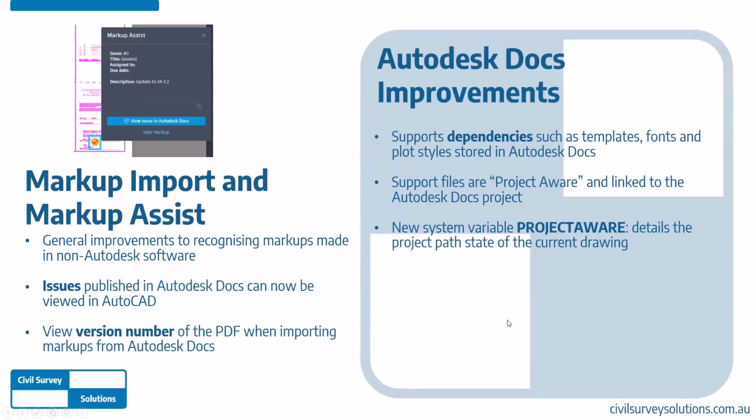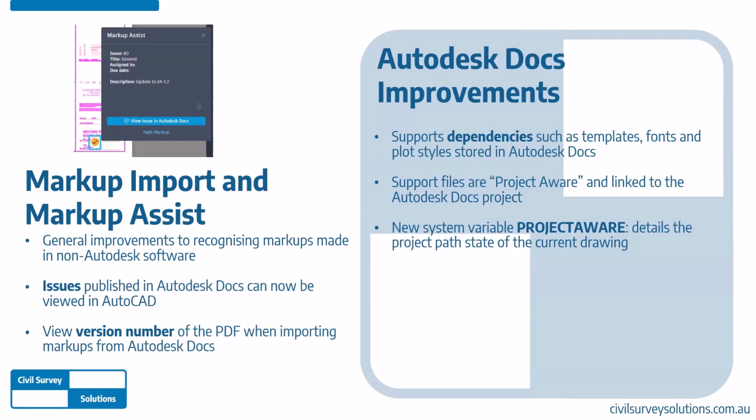Next, we've got some enhancements with the connection to Autodesk Docs. So we can now support file dependency. So that's things like a template folder, like your plotting styles, your fonts, can now be stored in Autodesk Docs. And the support files become project aware, which means that they are linked to the Autodesk project in Docs. This, of course, comes with its new system variable, which is project aware. And when you run that, it'll tell you whether the current drawing is set up to do that in Docs or not.